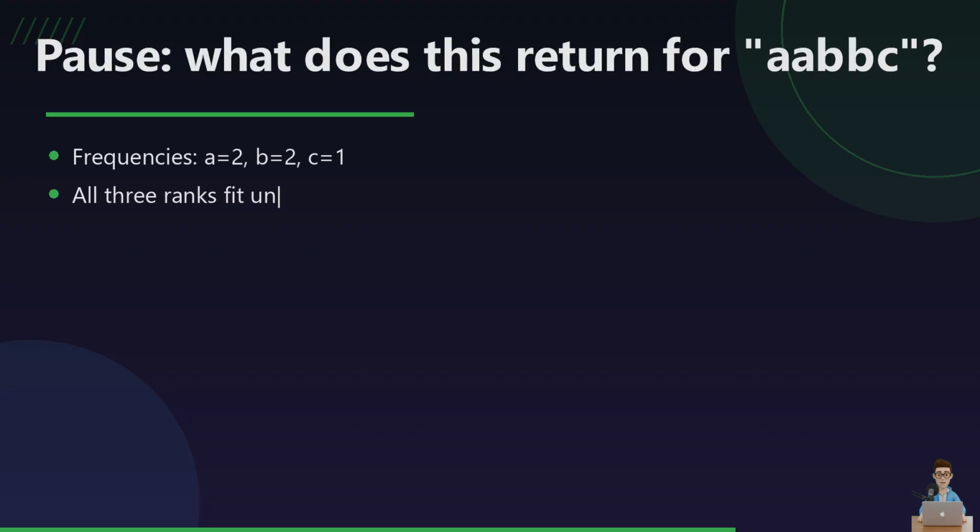Let's practice before moving on. Pause the video here if you want to try it yourself. The word is ABCAGD. First, figure out the frequency of each letter. How many times does A show up? How many times does AG? How many times does E's?